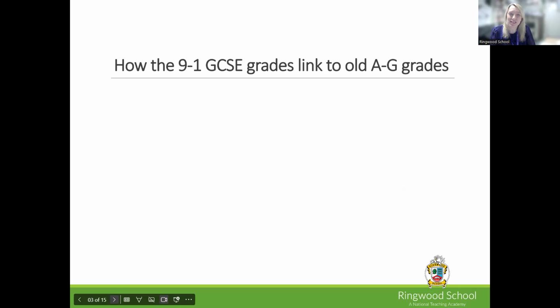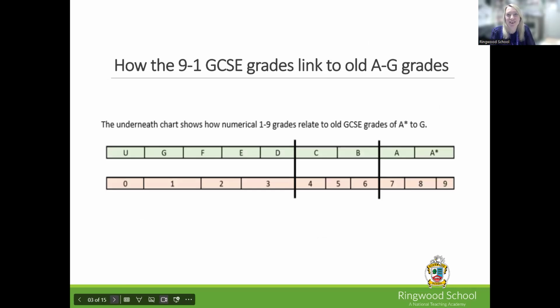So then we need to go over the difference between 9 to 1 GCSE grades and how they link to the old A to G, when you may have sat your own GCSEs a few years ago. This chart shows the similar grade points between the old system and the new system. You can see there are a couple of anchoring points. One is that a U grade is equivalent to a grade 0. One is that the bottom of an old C grade is equivalent to the bottom of a grade 4, and the government call a grade 4 a standard pass, and that the bottom of an old A grade anchors to the bottom of a new grade 7.